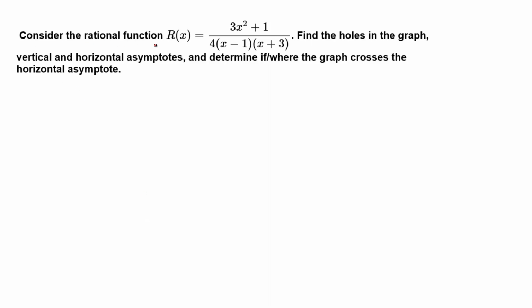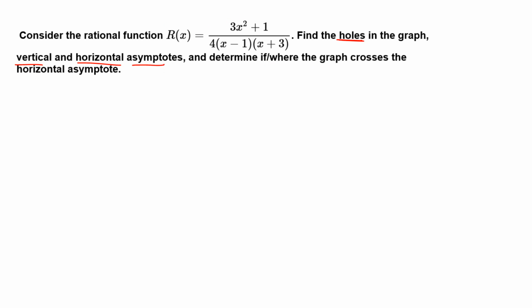Consider the rational function. Find the holes in the graph, if any, and the vertical and horizontal asymptotes. Determine if or where the graph crosses the horizontal asymptote.